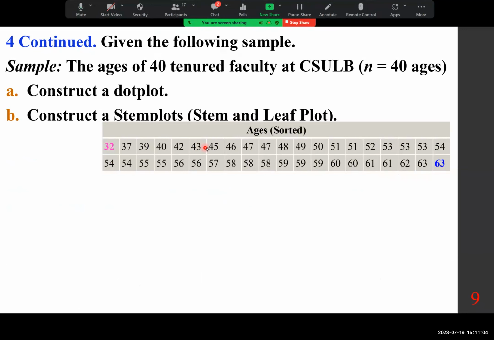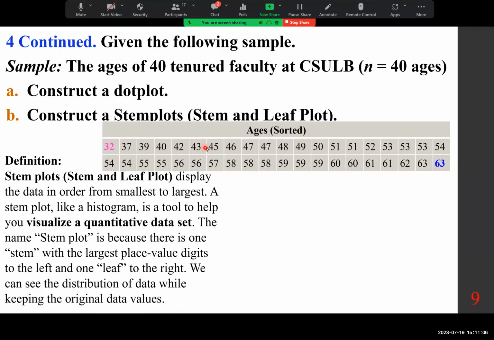So again, definition. Stem and leaf plot displays the data in order from smallest to largest. A stem plot, like a histogram, is a tool to help you visualize a quantitative data set. The name stem plot is because there is one stem with the largest place value digits to the left and one leaf to the right. We can see the distribution of the data while keeping the original data values. So I hope that's clear to everybody as to what's going on.